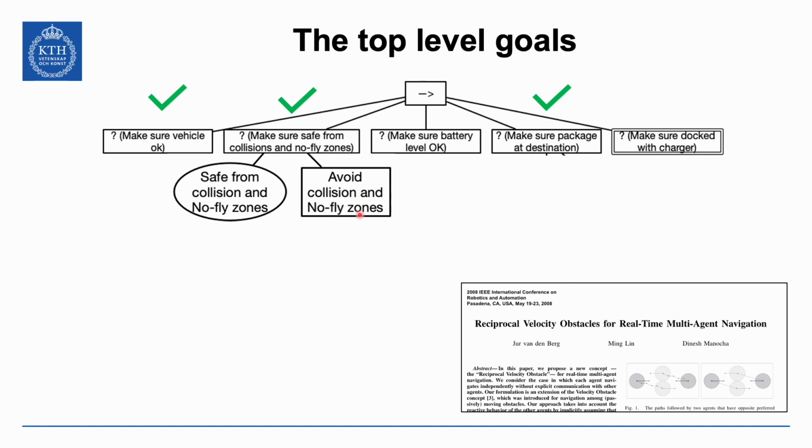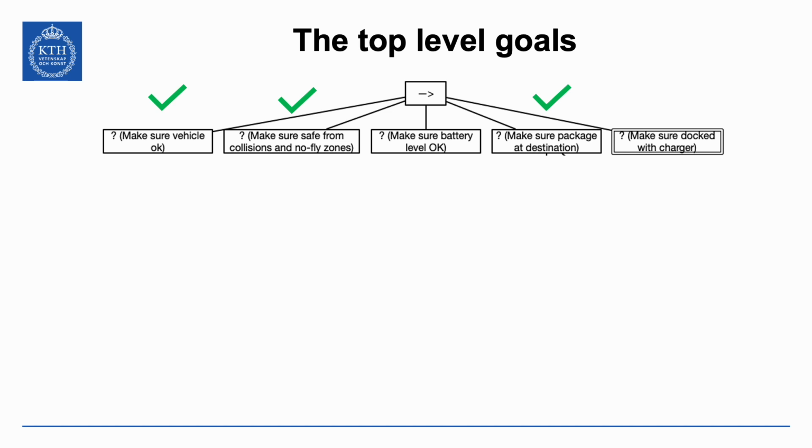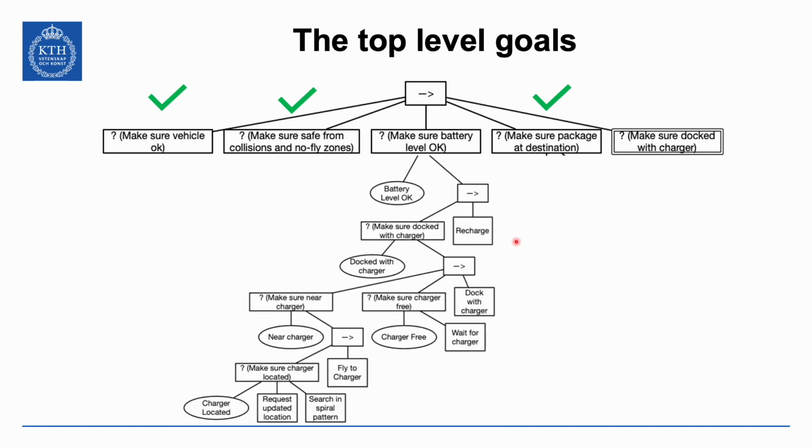But if you're interested in collision avoidance in multi-agent systems, I suggest you look at this reciprocal velocity obstacles idea presented by Van den Berg et al. So make sure the battery level is okay. We have a kind of larger subtree here that was also created using backchaining.